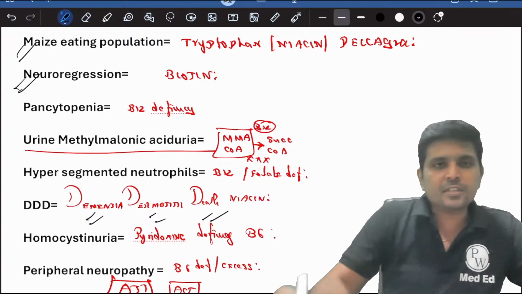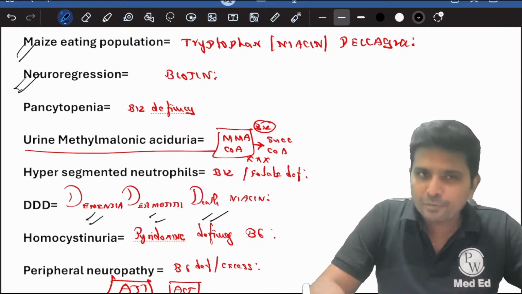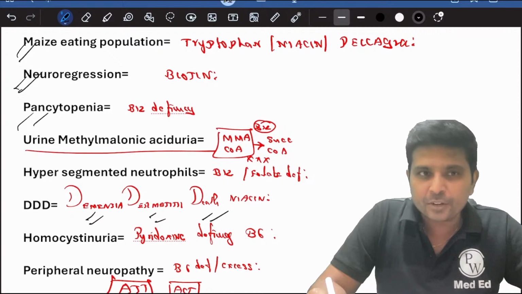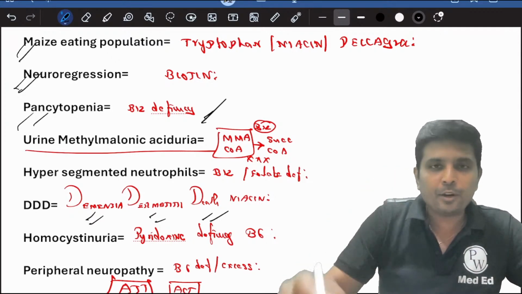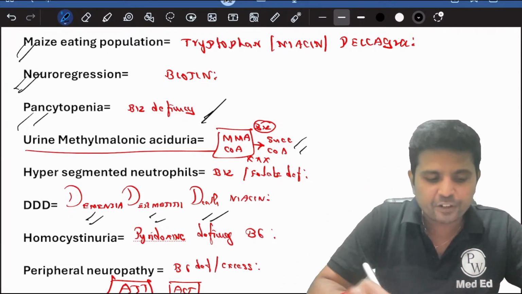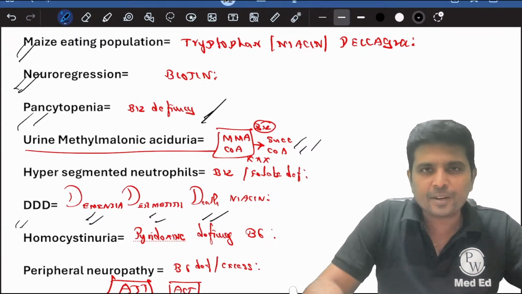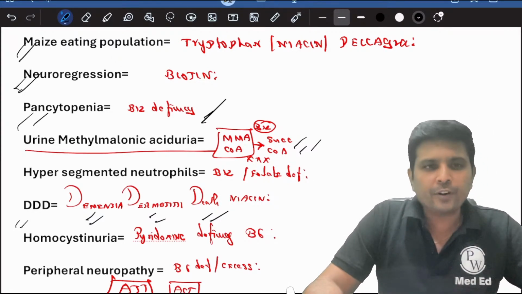And this has been discussed. Neuroregression is a manifestation of biotin deficiency. Pancytopenia, as already discussed, is a manifestation of B12 deficiency. Urine methylmalonic acid, just now discussed, B12 deficiency. Diarrhea, dermatitis, dementia is characterized by deficiency of tryptophan or niacin.